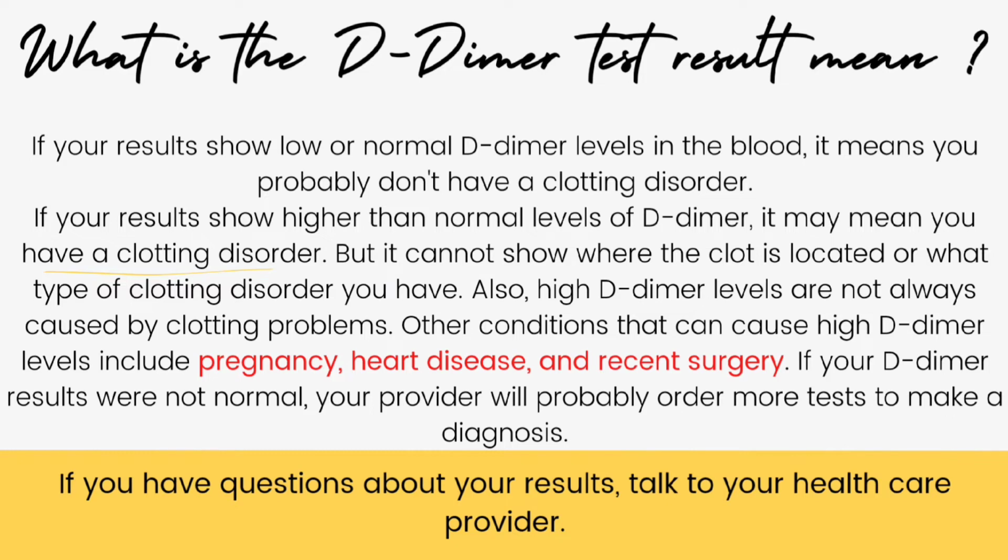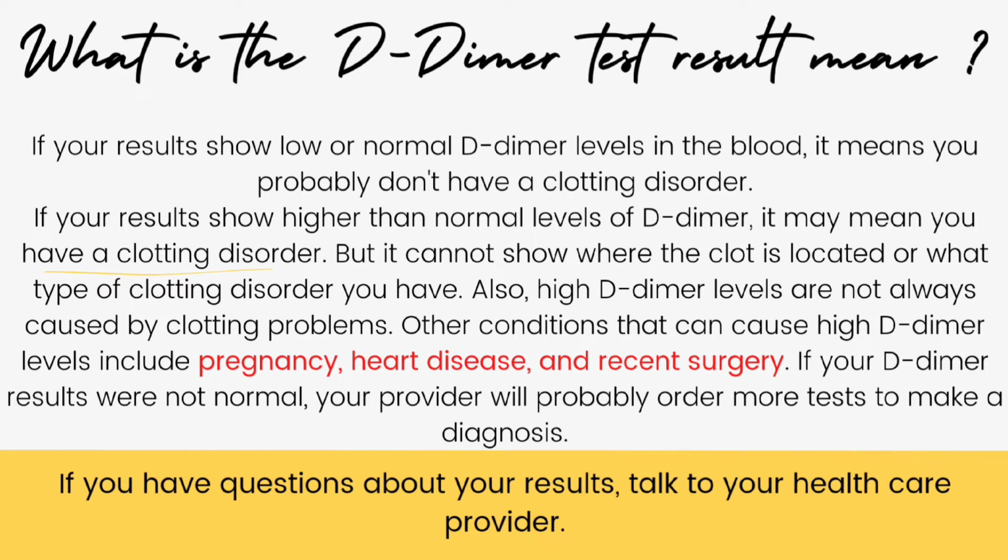If your results show low or normal D-dimer levels in the blood, it means you probably don't have a clotting disorder. But if your results show higher than normal levels of D-dimer, it may mean you have a clotting disorder, but it cannot show where the clot is located or what type of clotting disorder you have. Also, high D-dimer levels are not always caused by clotting problems. Other conditions that can cause high D-dimer levels include pregnancy, heart disease, and recent surgery.